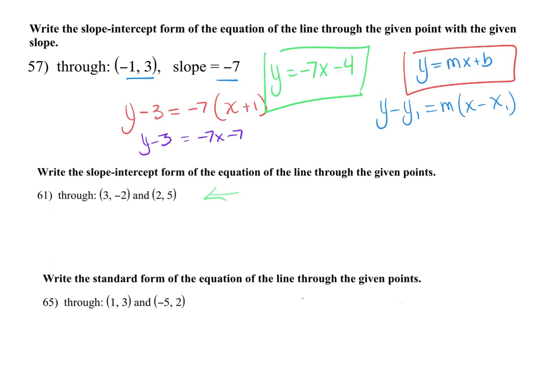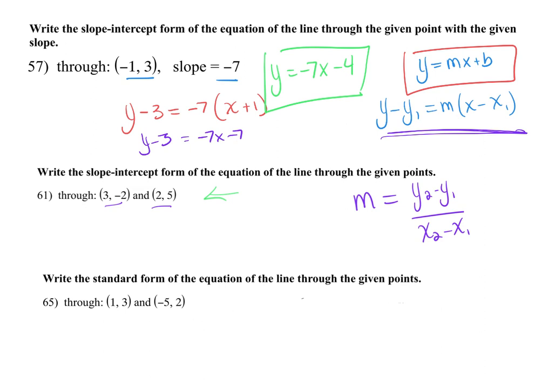So when they didn't give you your slope, you need to find your slope. So you do need to know your slope formula. Subtract your y's over subtract your x's. Once you have your slope, you do exactly what you did before. You can choose either of those points, either of those points, to plug it into this and solve for slope-intercept form.